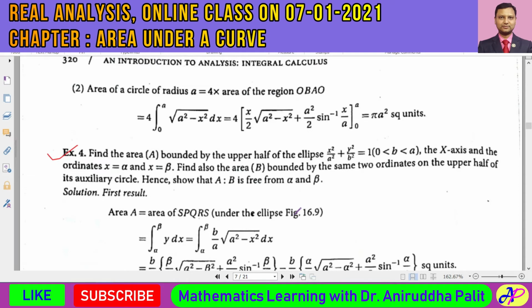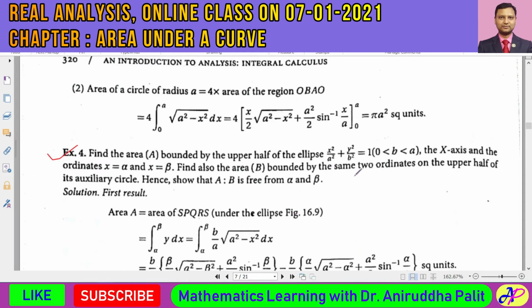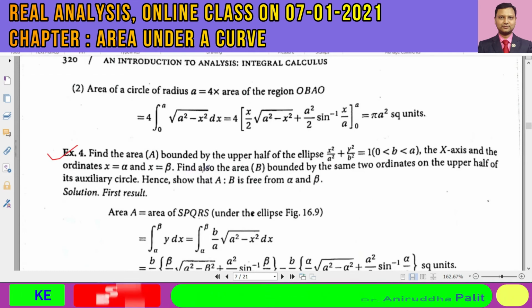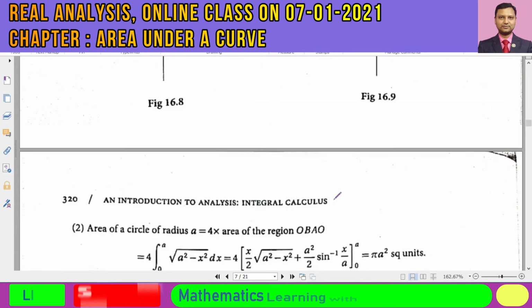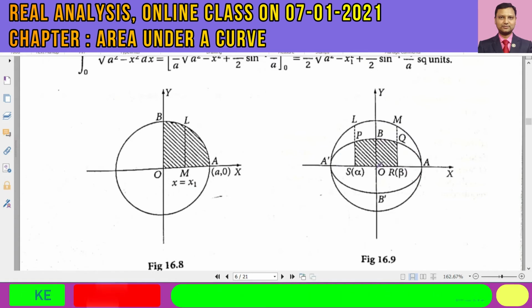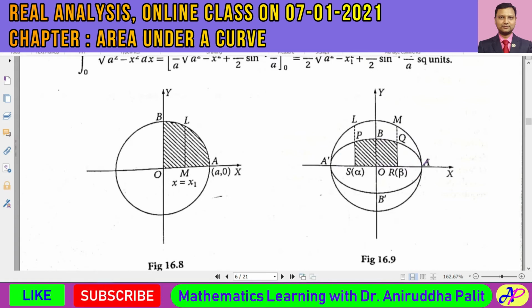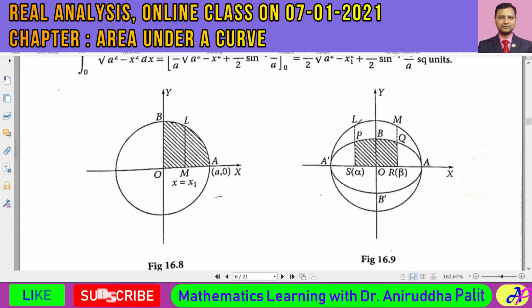So you will have to find out the area under the curve given by the ellipse. Okay. The second part says find also the area B bounded by the same two ordinates on the upper half of its auxiliary circle. What is the auxiliary circle? Suppose this is the ellipse. Okay. And taking this major axis as the radius, if you draw one circle, then that circle is called the auxiliary circle of this ellipse.